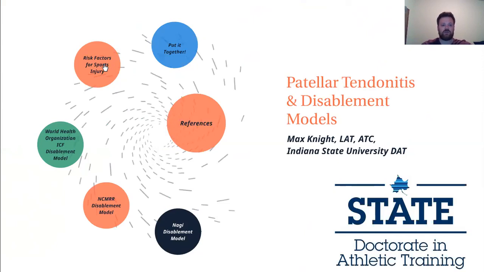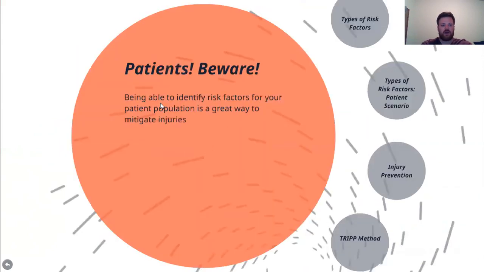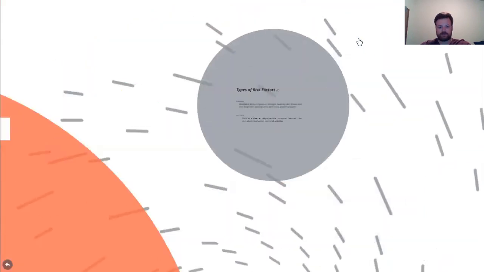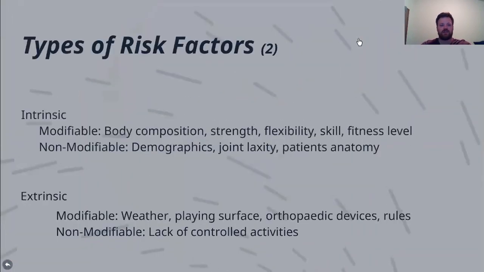Kind of moving on here, we're going to go on to risk factors for sports injury. This is being able to identify risk factors for your patient population, whether you're working at a high school with soccer, baseball, football, or at a university where you're just in charge of soccer or basketball. Being aware of these risk factors, you're able to mitigate injuries. So I'm going to go into the types of risk factors here. You have intrinsic and extrinsic risk factors. They're both going to be modifiable and non-modifiable.